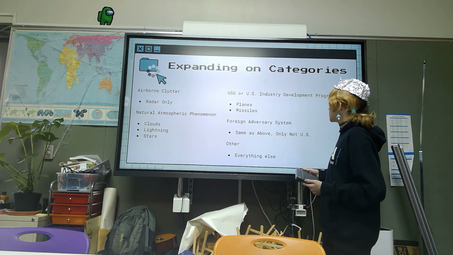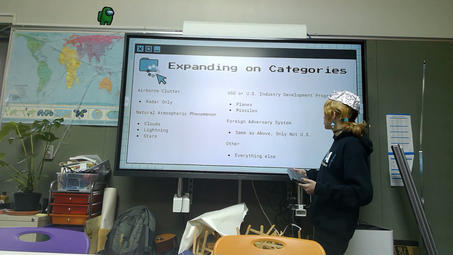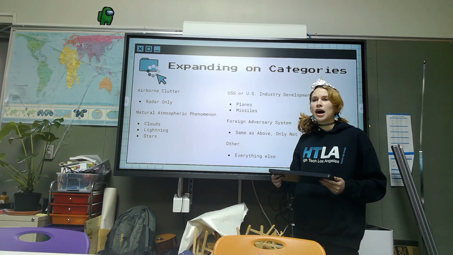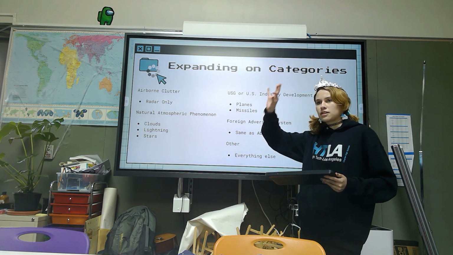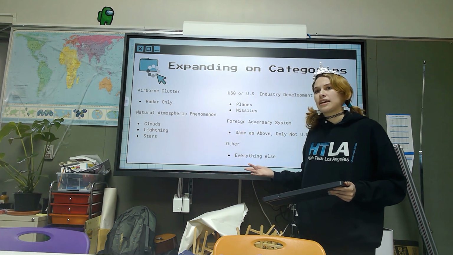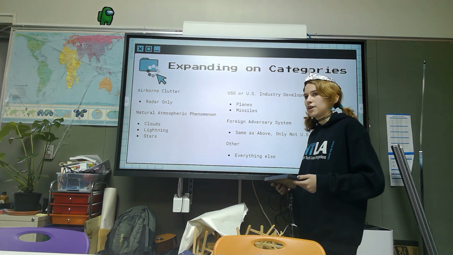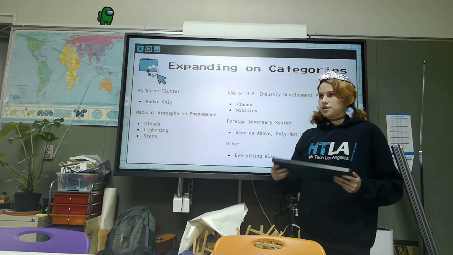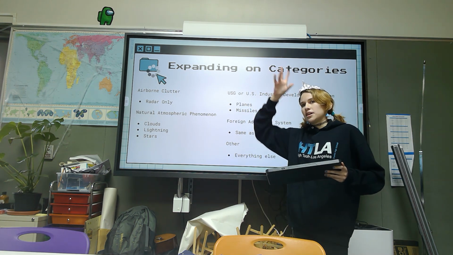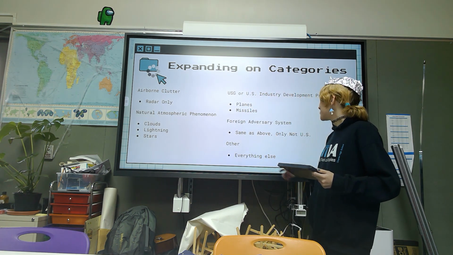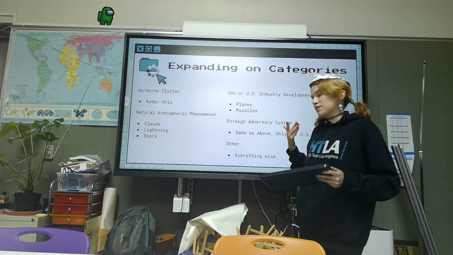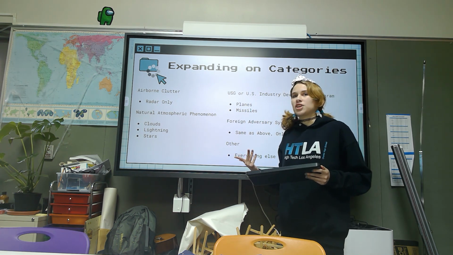And then there's the USG, or U.S. Industry Development Program, which is things like planes or missiles. These things typically have plumes behind them, like thin clouds, and they typically make noise. They're almost all mechanical. They also have a noticeable method of propulsion, like a jet engine in the back, or blades at the top. And typically you can look at it and go, okay, that's a plane. That's an obvious mechanical object.